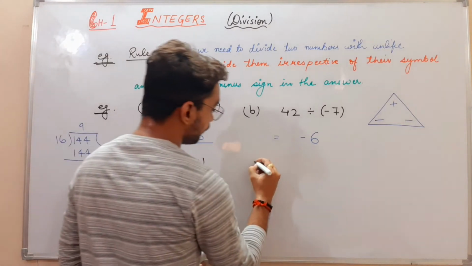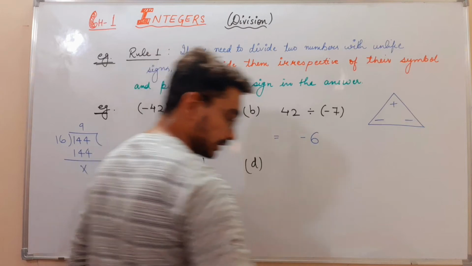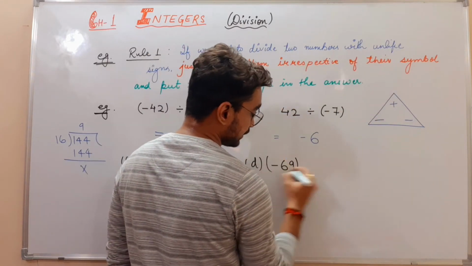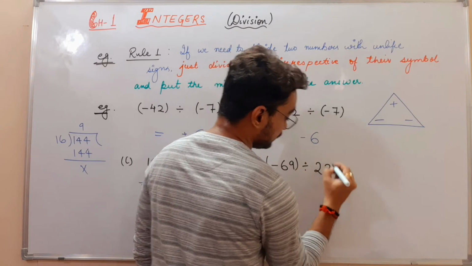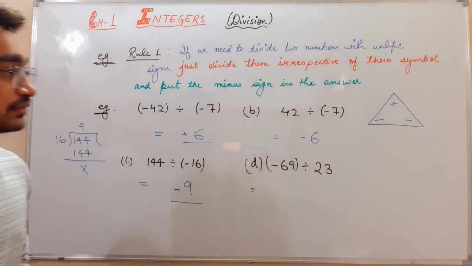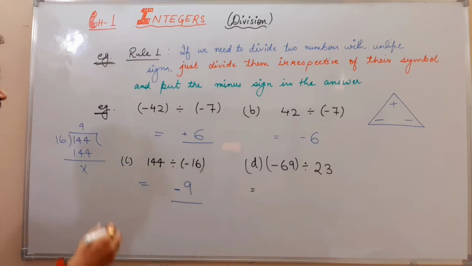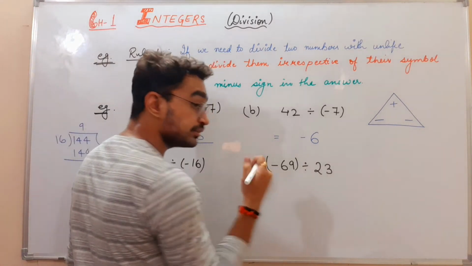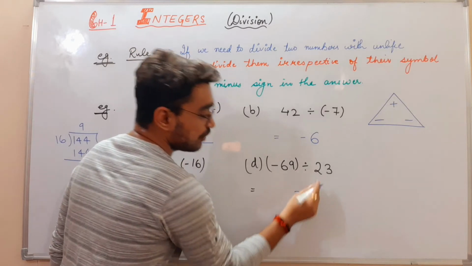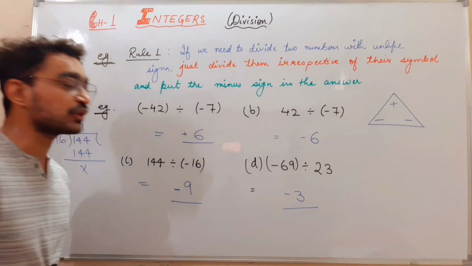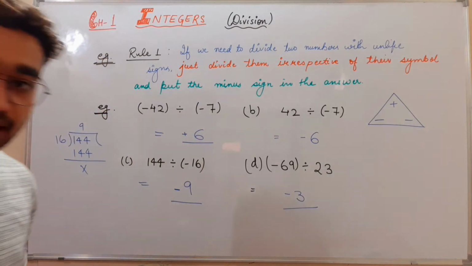D part. I am taking one more. Minus 69 divided by 23. Divide them as casual as you want to do. That means 23 threes are 69. So answer will be 3. One is negative, one is positive. Answer will be the negative itself. Very easy one. No difficulty in that.